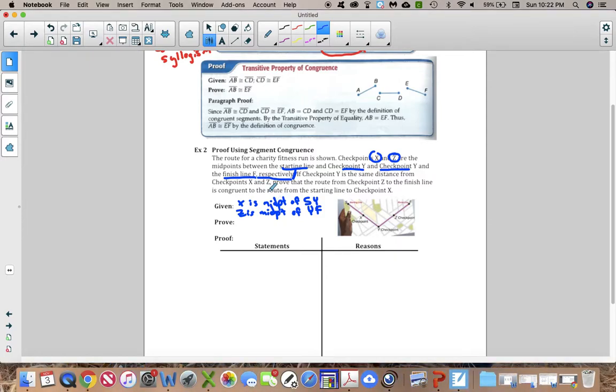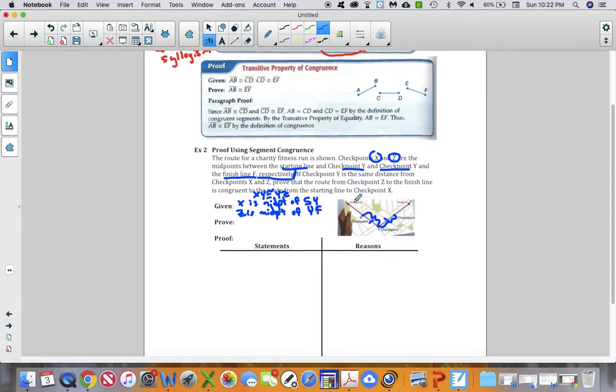All right. Now let's see what else we have. Checkpoint Y is the same distance from checkpoint X and checkpoint Z. So this distance is the same distance from there as it is to here. These two are the same lengths. That's another piece of information that I'm given, so I'm going to write that down in my given. I kind of ran out of room, so I'm going to write it up here. XY is congruent to YZ. That's another piece of information that we are given.